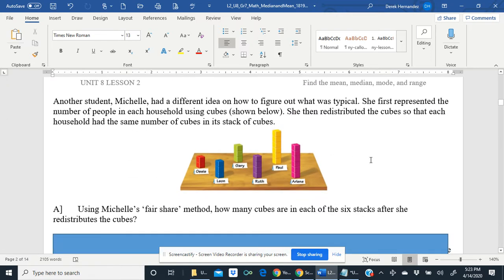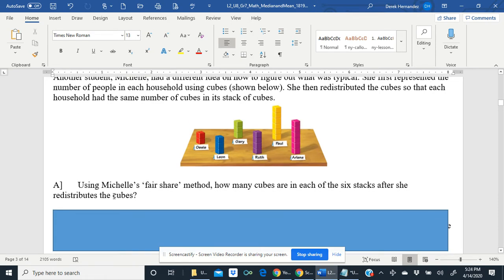Now, another student, Michelle, had a different idea on how to figure out what was typical. She first represented the number of people in each household using cubes. So here's Arlene, Paul, Ruth, 4 cubes, Gary, 3, Leon, 3, Ozzy, 2. She then redistributed the cubes so that each household had the same number of cubes in its stack of cubes. So she made sure that she took all the cubes and reshuffled them around so that there were the same number of cubes here for Ozzy, Leon, Gary, Ruth, Paul, and Arlene.